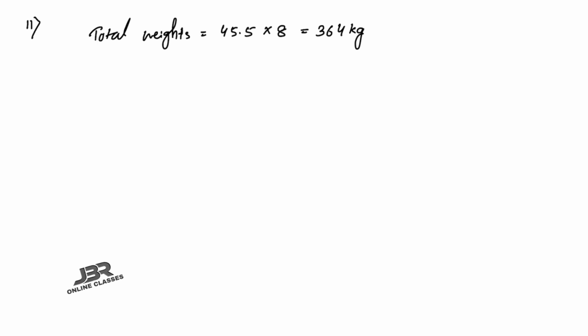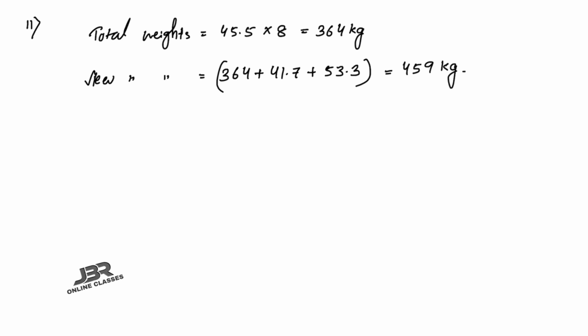Two more students having weight 41.7 kg and 53.3 kg join the group. What is the new mean weight? So first write down the new total weight, that is equal to 364 plus 41.7 plus 53.3, and that is equal to 459 kg.